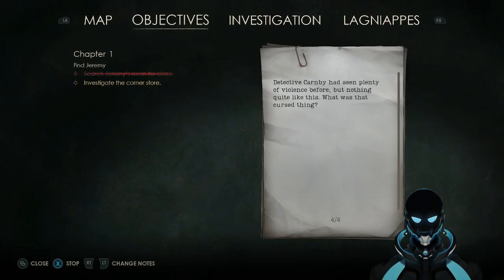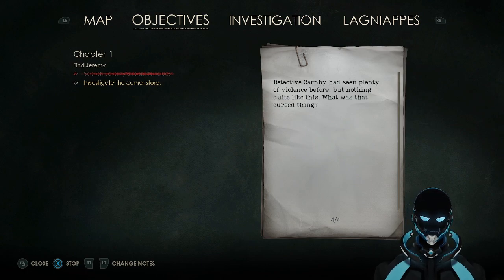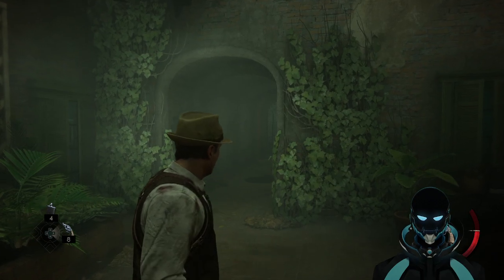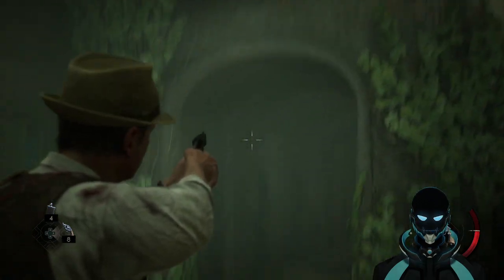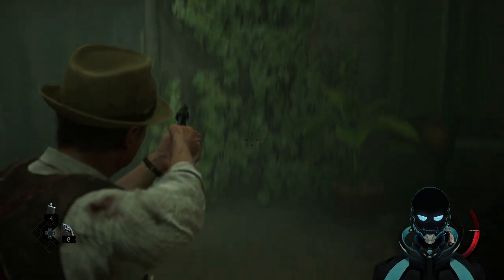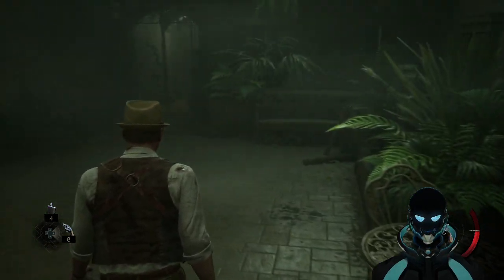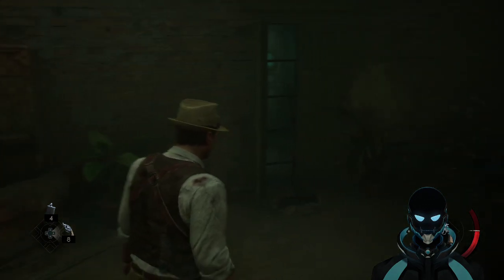Detective Carnby had seen plenty of violence before, but nothing quite like this. What was that cursed thing? So, the thing that I should mention, there is an aiming reticle. What the hell was that? And the more that the creature moves or that I move, when it was actually combat, it gets super wider. I'm going to imagine we get better weapons.